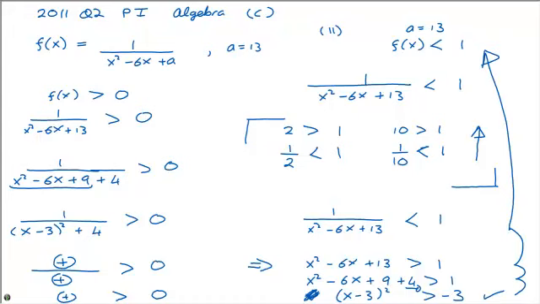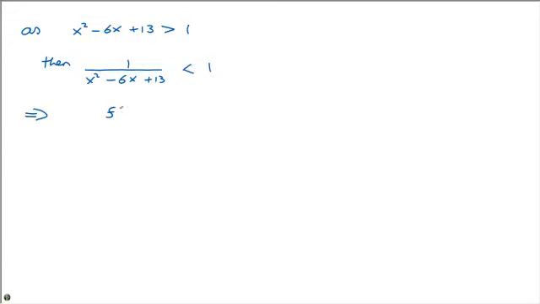So how would you finish that off if you were just going to write a sentence or something like that for your examiner? So you'd show the workings that I've just shown. So just to finish it off, you might say, as x squared minus 6x plus 13 is greater than 1, then 1 over x squared minus 6x plus 13 is less than 1. In other words, f of x is less than 1, and that's what you were asked to show.